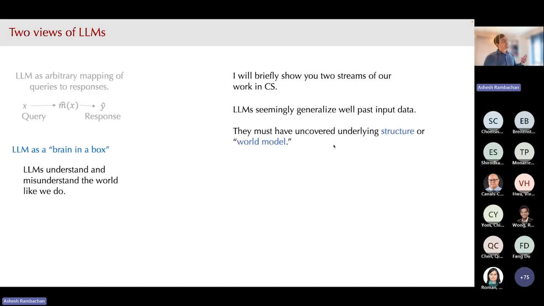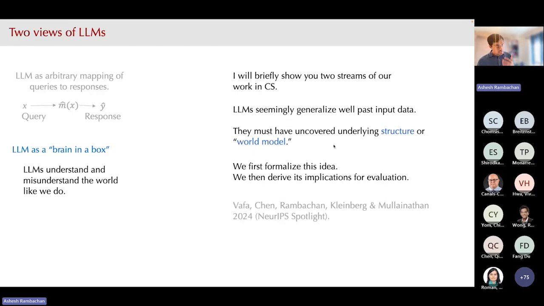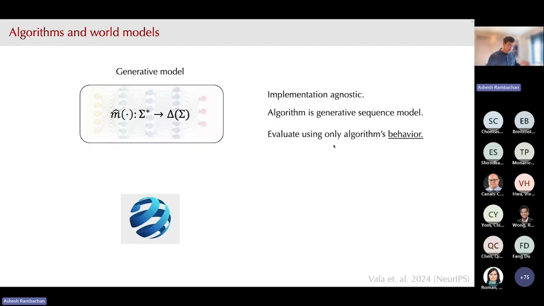So when you see examples like this, it's not just that we think large language models are people, but we might believe that these large language models have uncovered some underlying structure, or what you might call a quote unquote world model. And over the last 2 years, we've worked in this space as well. There's been a lot of interesting work in computer science to try to formalize what this idea might mean and derive its implications for how we think about evaluation. So I'm going to go through this part of the talk a bit faster. There'll be some notation, but I won't dive into much of the details. If there are questions afterwards, I'm happy to dive in.